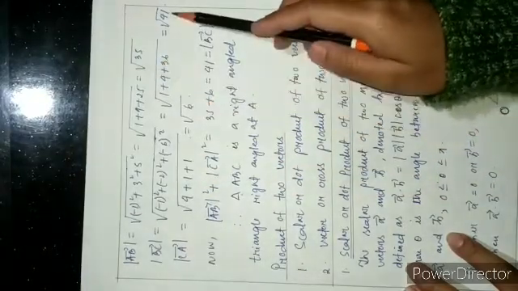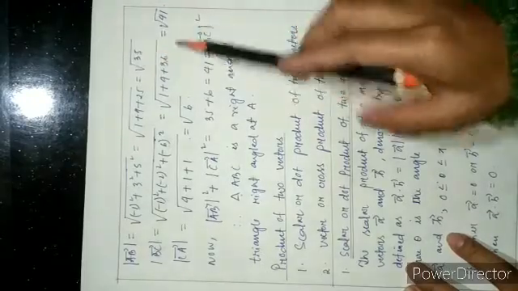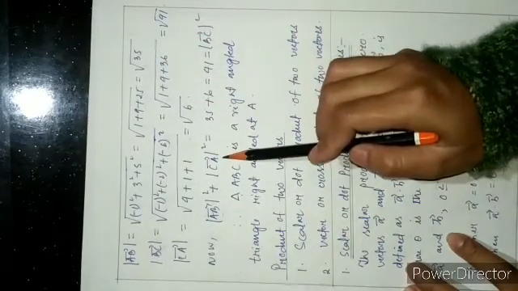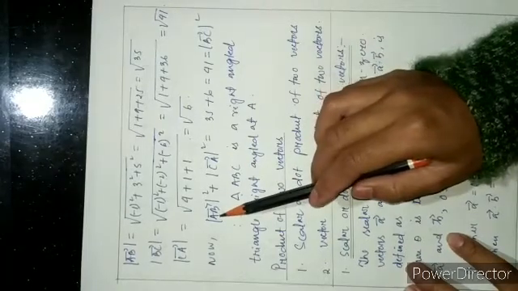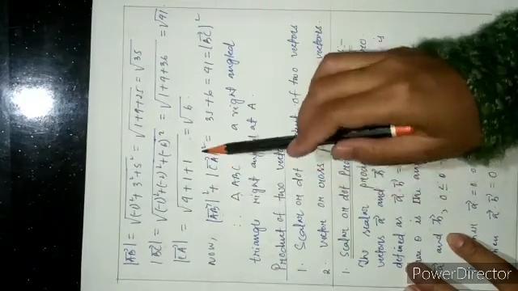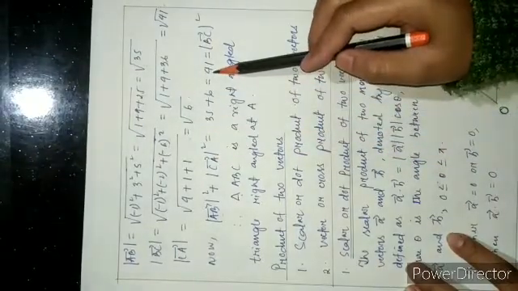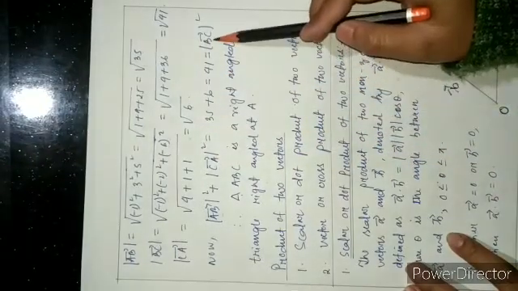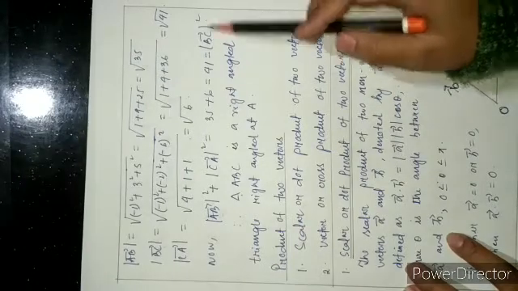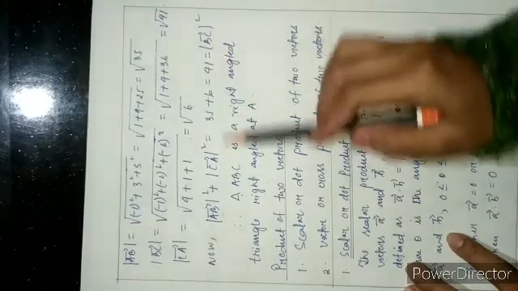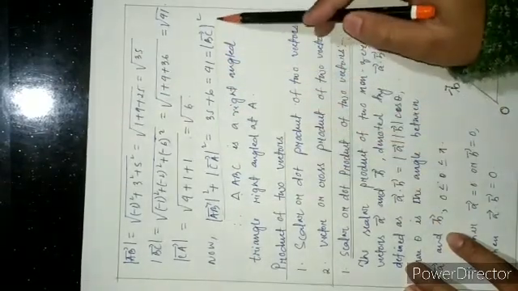Now AB vector square plus CA vector whole square is equal to 35 plus 6 is equal to 41. Then this 41 can be expressed as magnitude of BC whole square. And AB square plus CA square is equal to BC square, which is the Pythagoras theorem of a triangle.